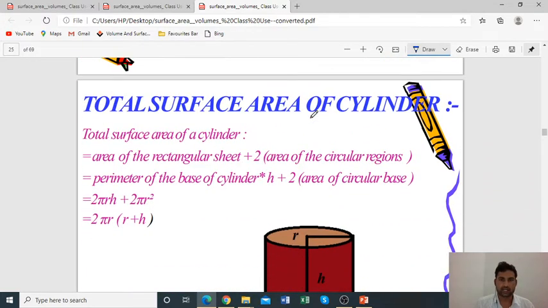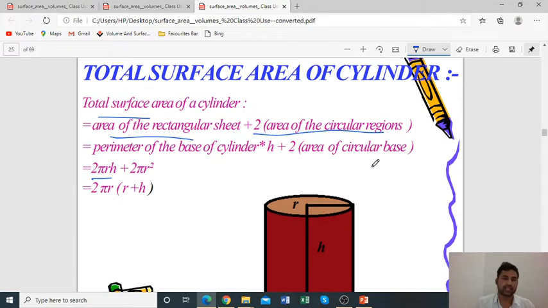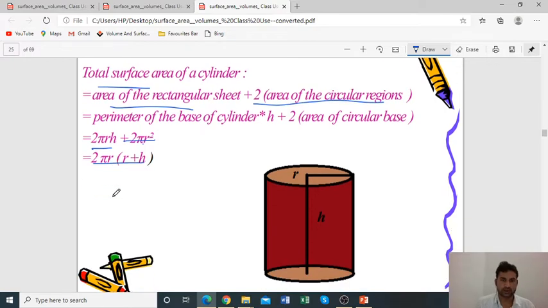Next, the total surface area of a cylinder. The total surface area of a cylinder is the area of the rectangular sheet and 2 times the area of the circular regions. The area of the rectangular sheet is equal to the curved surface area of the cylinder, so 2 pi r h, and 2 times the area of the circular regions. The area of a circle is pi r square, so 2 times that is 2 pi r square. 2 pi r is common, so 2 pi r common, r plus h. This is the total surface area of a cylinder.